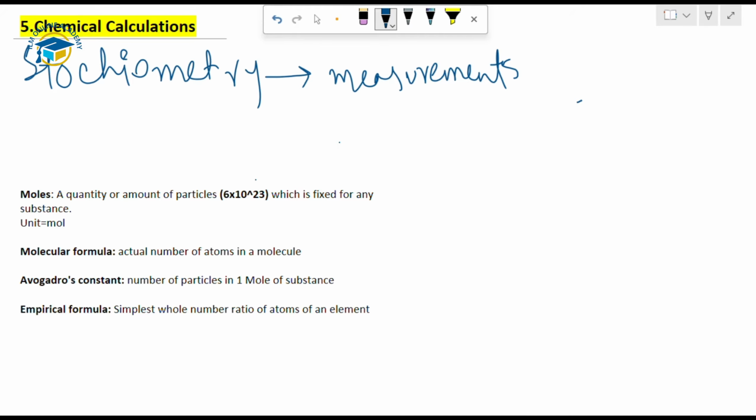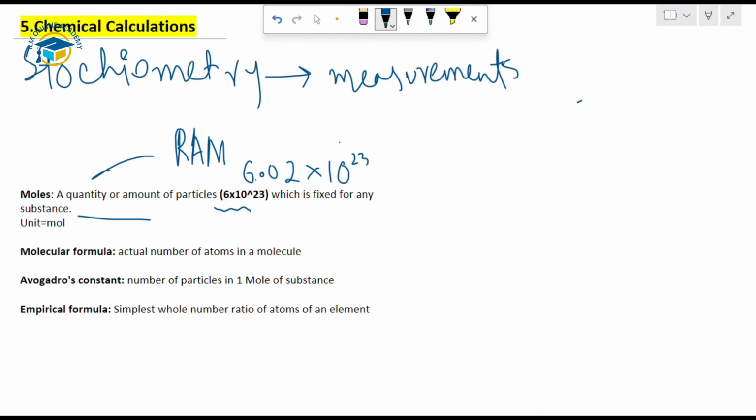For this you should know some definitions from our chapter. The first is the mole. The mole is the fixed amount or quantity of particles for any substance, and 1 mole of a substance has a mass equal to its relative formula mass in grams. The RAM, which we discussed in chapter number 4, the relative atomic mass, the relative molecular mass, and the relative formula mass in grams, is the amount of a substance that contains 6.02 × 10^23 particles. This is the Avogadro's constant, the number of atoms, molecules, or formula units, depending upon the substance considered.